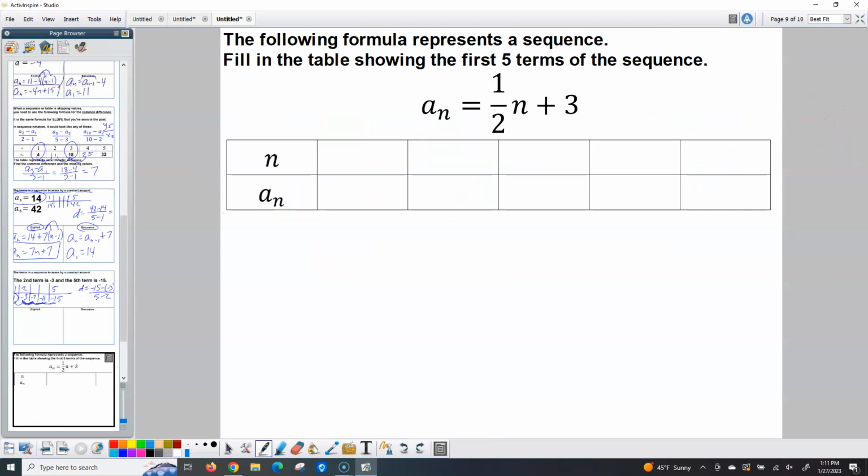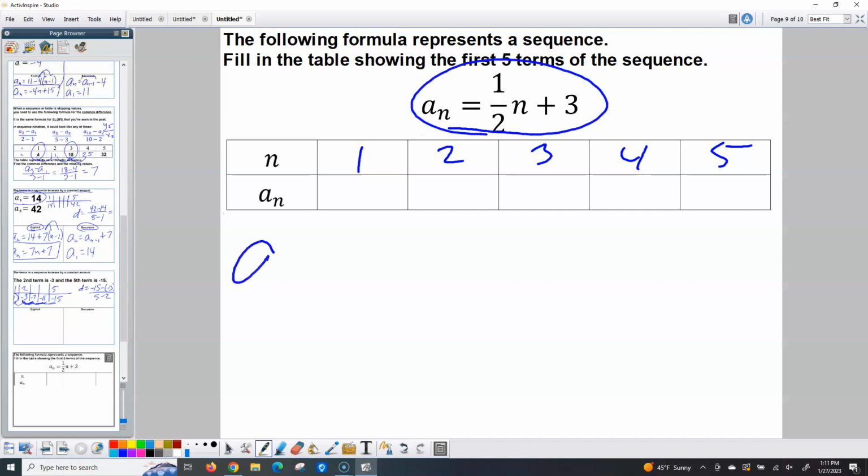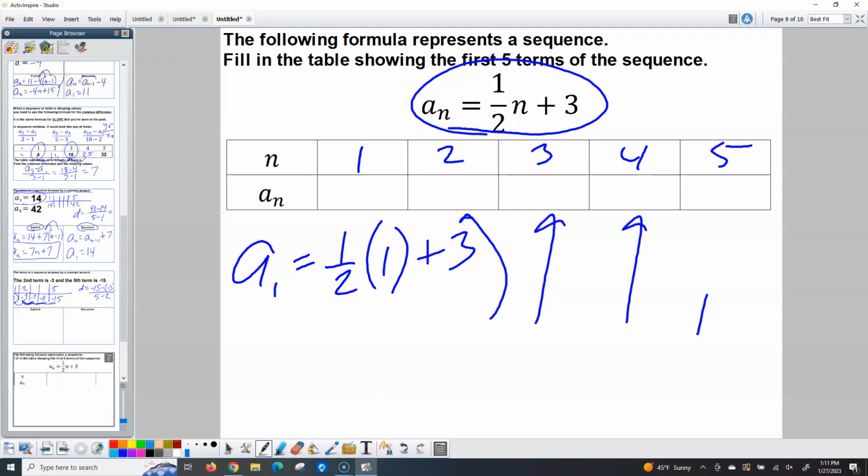It says the following table represents a sequence. Fill in the table showing the first 5 terms. So if I've got 1, 2, 3, 4, 5, like this is my explicit formula, a sub n equals 1/2 n plus 3. I'm going to plug in 1, I'm going to plug in 2, I'm going to plug in 3, 4, and 5 on each of those.